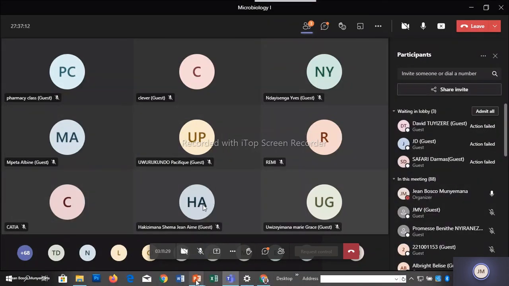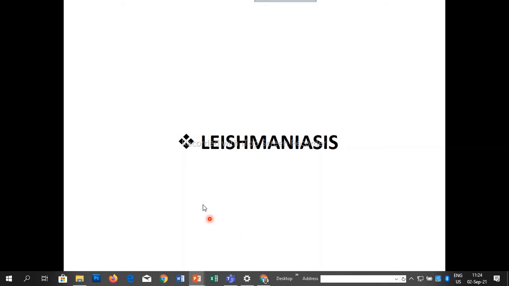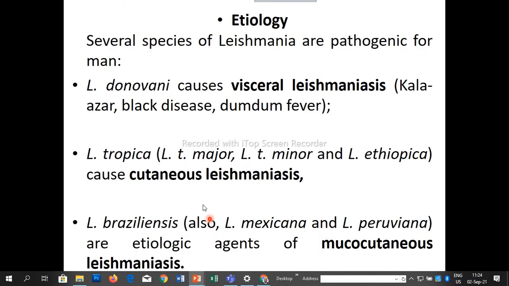So let's move on to Leishmania. Leishmaniasis is caused by Leishmania tropica, Leishmania donovani, and so on. Several species of Leishmania are pathogenic for man. We have Leishmania donovani that causes visceral leishmaniasis, also known as Kala-azar or black disease.